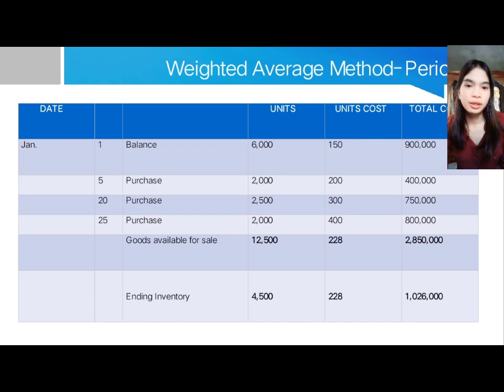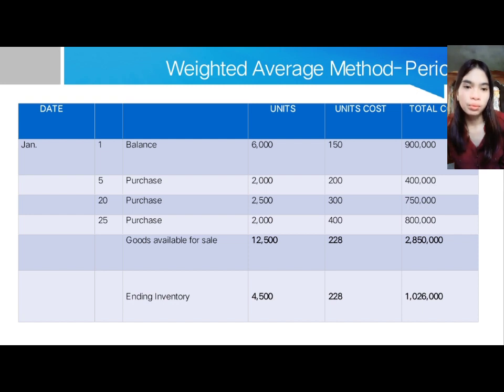So we have here the weighted average method. We have the dates, January 1 to 25, with the units, unit cost, and total cost. January 1, balance of 6,000 at a unit cost of 150, multiplied, gives 900,000. January 5, purchase of 2,000 at a unit cost of 200, multiplied, gives 400,000. January 20, purchase of 2,500 at a unit cost of 300, multiplied, gives 750,000. January 25, purchase of 2,000 multiplied by 400 gives 800,000.